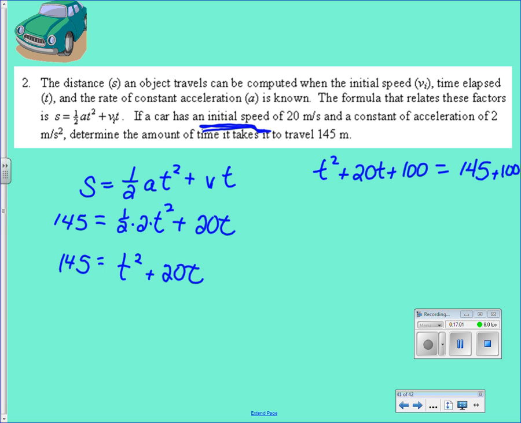Okay, I should be able to factor this now. What number did I square to make the 100? 10. And then why is there a plus sign here? Where did we get that sign from? The first sign. And then this is going to be 245. Okay. Now what? Okay, square root.